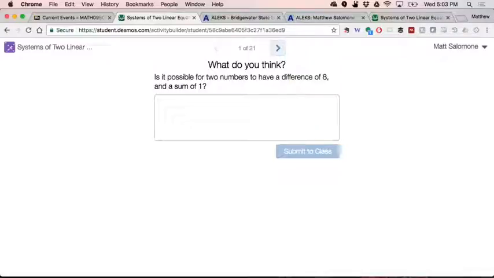Is it possible, do you think, for two numbers to have a difference of 8 and a sum of 1 at the same time? So these two numbers will be 8 units apart, and when we add them together, their sum is equal to 1. So what do you think? Get your answer into that box, and then we'll see.